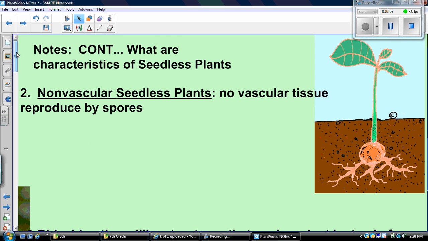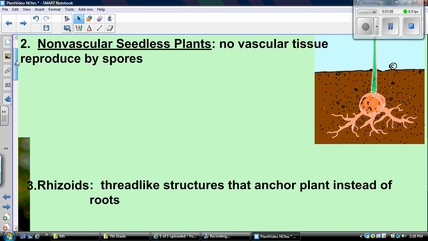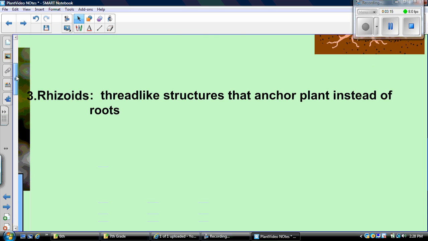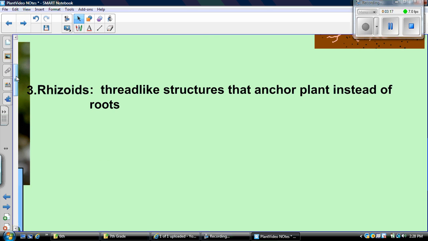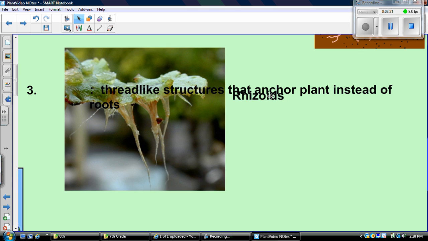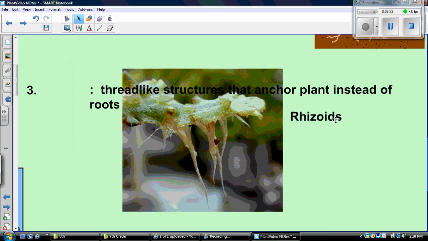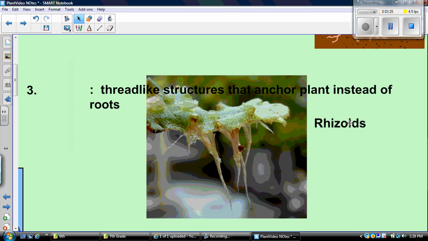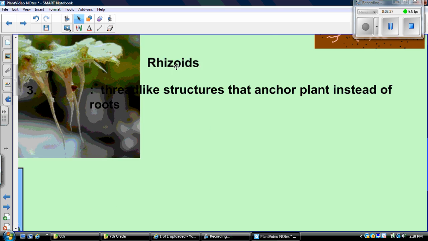So let's take a look at non-vascular seedless plants. They have no vascular tissue and they reproduce by spores. I mentioned earlier that they have rhizoids. These are thread-like structures that anchor the plant instead of roots. They look like this. Really weird looking. Okay, those are the rhizoids.